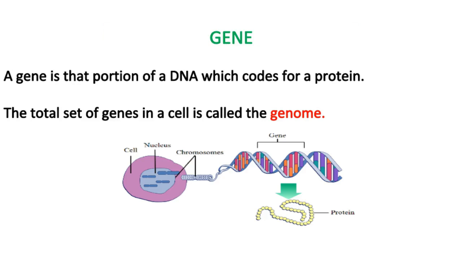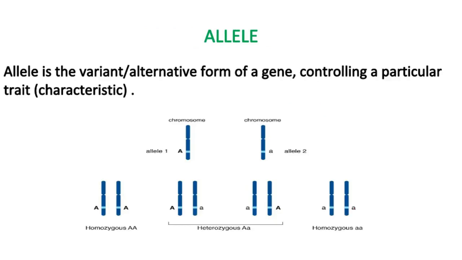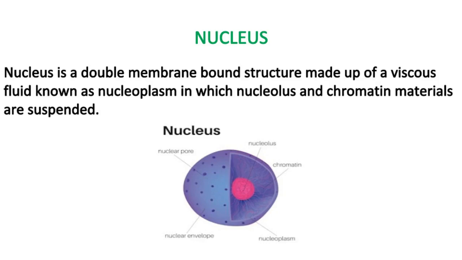The total set of genes in a cell is called the genome. Allele is the variant form of a gene, controlling a particular trait. Nucleus is a double membrane-bound structure made up of a viscous fluid known as nucleoplasm in which nucleolus and chromatin materials are suspended.